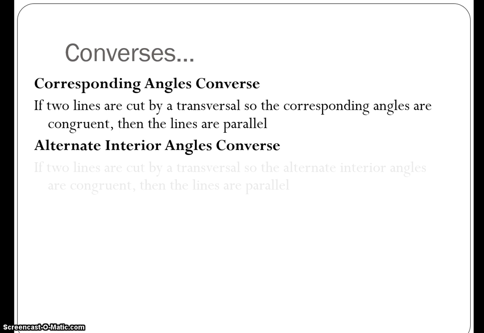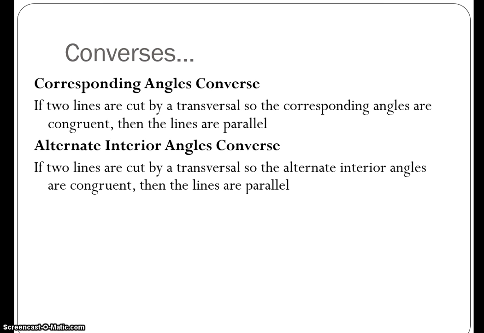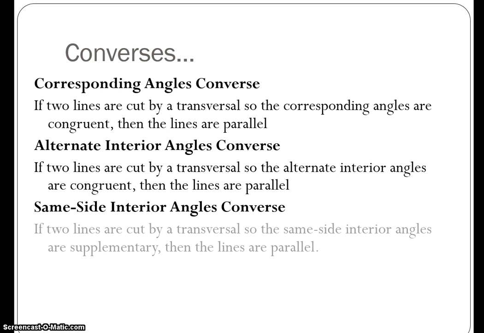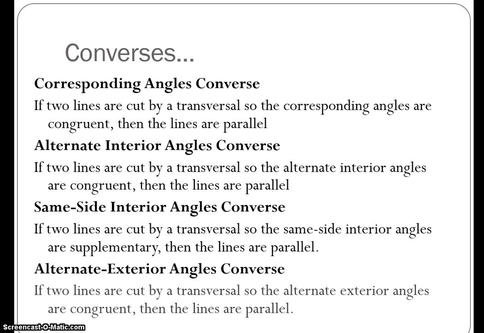So continuing that, we have our alternate interior angles converse. Same idea, same side interior angles converse, and all three of those state that they are congruent, the lines are parallel. And then our alternate exterior angles converse. At this time, it would probably be a good idea for you to hit the pause button and write those down.